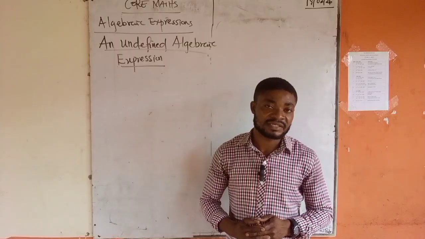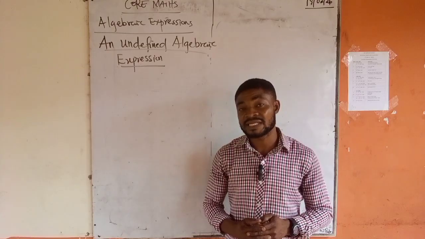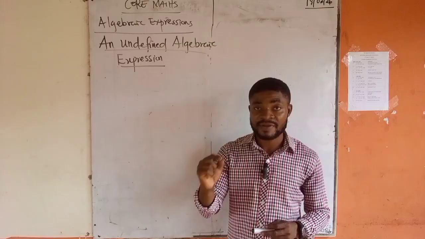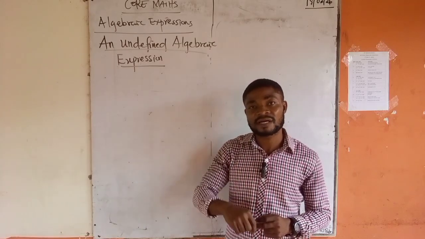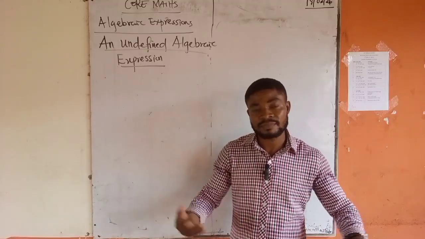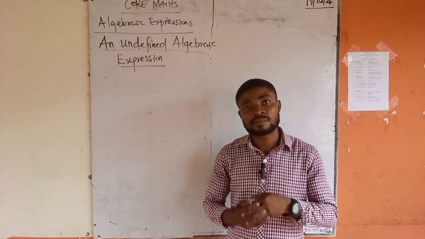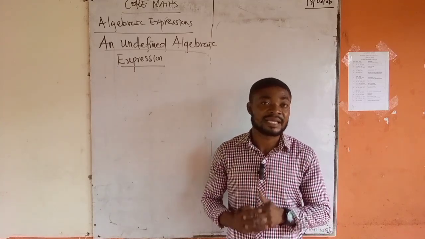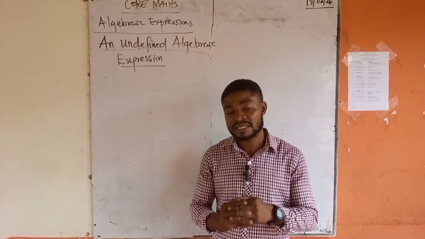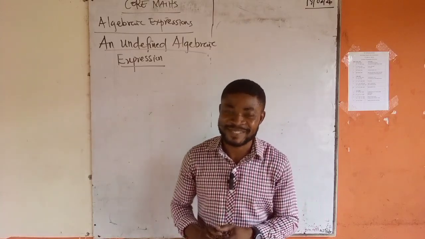When you are given a question and you've been asked to find the value of the algebraic expression which makes it undefined, it simply means that you equate the denominator of the algebraic expression to 0 and then find the value of the involved variable. If the variable happens to be y, x, m, a, b, whatever variable, find the value of that variable that when you put into the denominator you are getting 0, and that makes the whole algebraic expression undefined. So let's take one or two examples and see how best we can move from there.